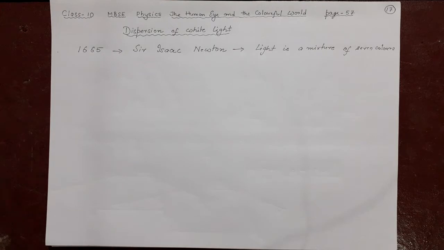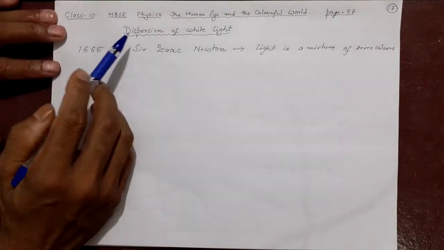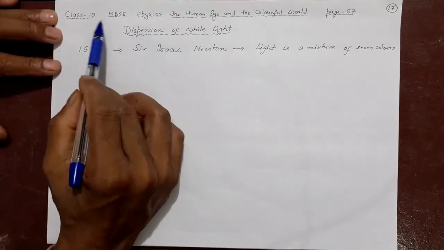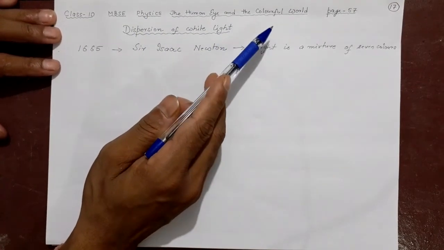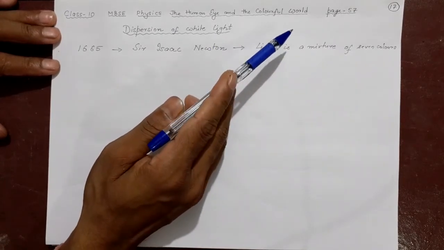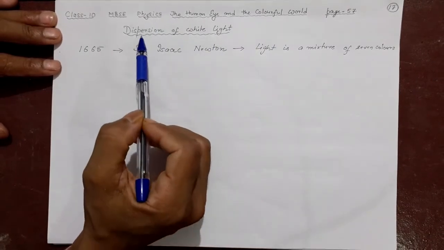This is the ninth lecture in this particular chapter. This chapter is chapter 2 of class 10 MBSc Physics, the human eye and the colorful world. Page number in your textbook of MBSc will be 57. What you see here is dispersion of white light.